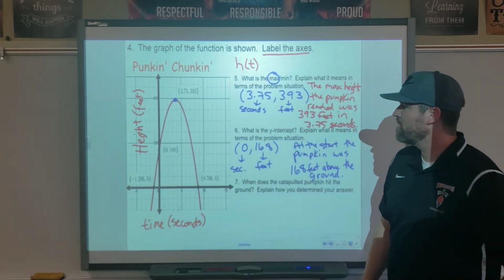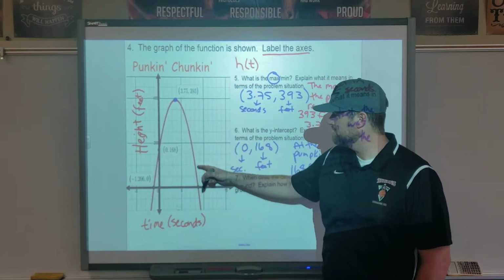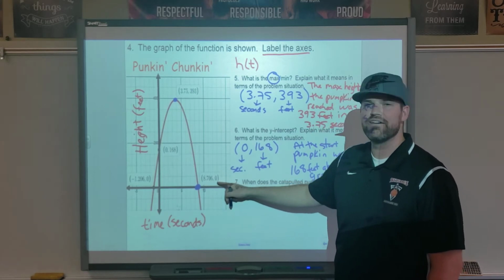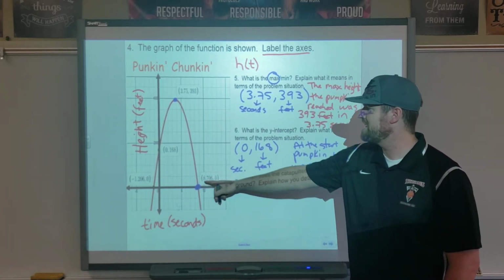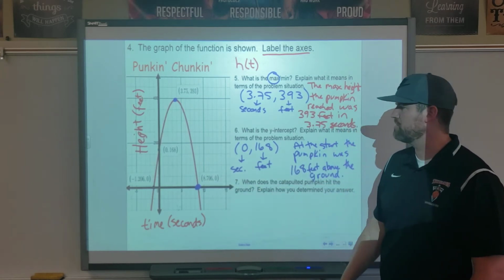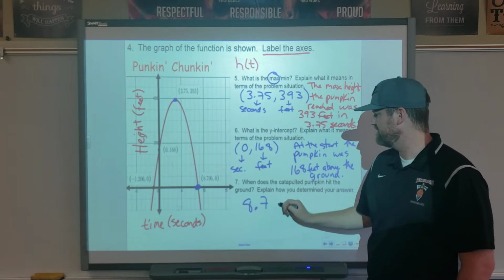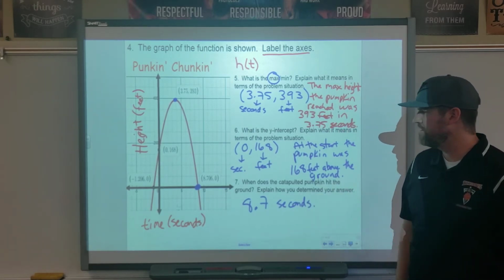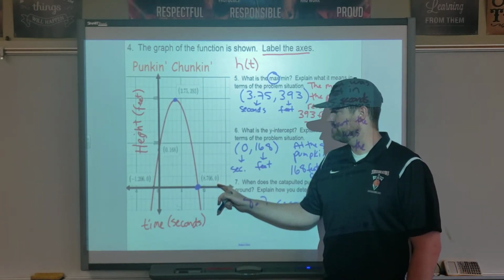So we can look on our graph and we can look simply to see where did this pumpkin hit the ground? Where did it reach a height of 0? Well, it reached a height of 0 when the time was 8.706. So we'll call that 8.7 seconds. And how did we determine that? We looked to see when the height was 0.